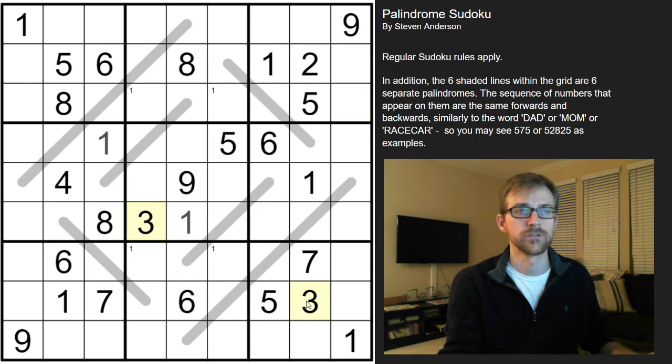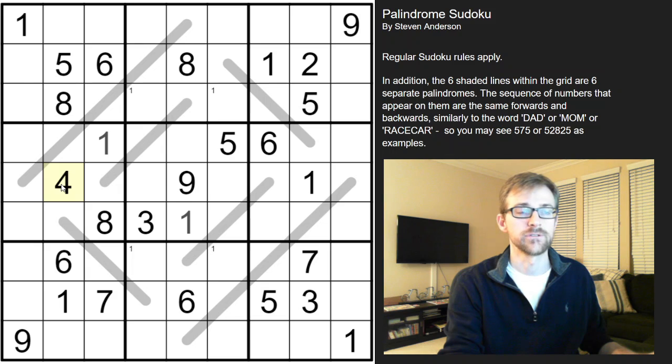2s are not very helpful. 3s are not very helpful. There's only 2 of them. 4 is not very helpful. There's only 1 of them. 5s, we could do some pencil marks.